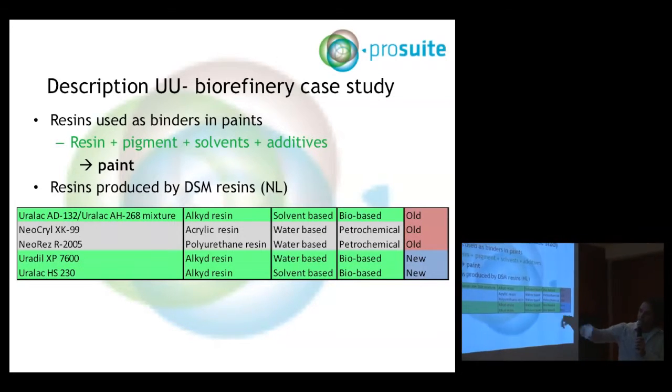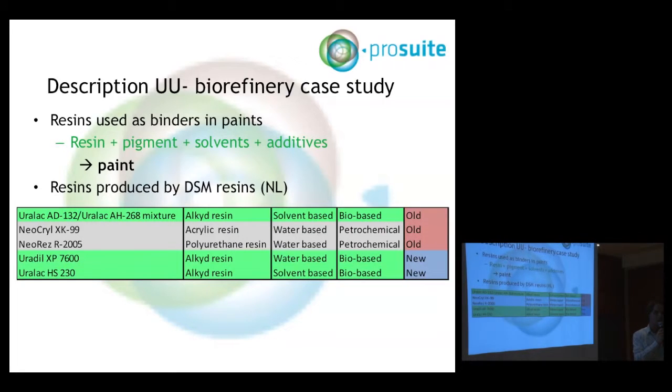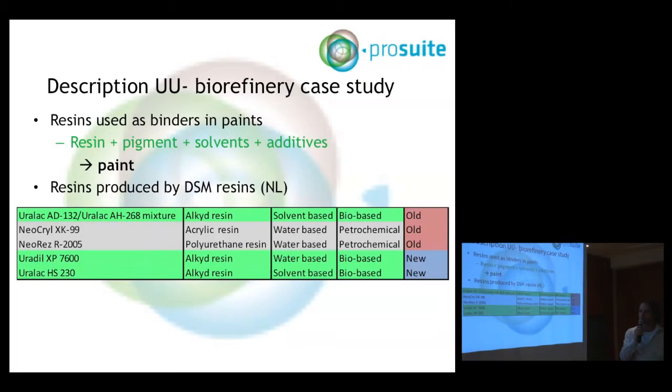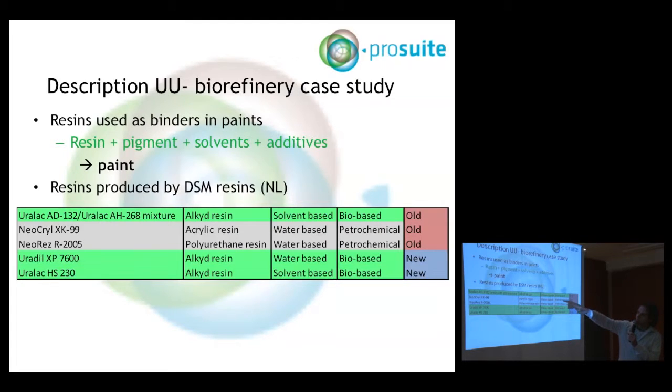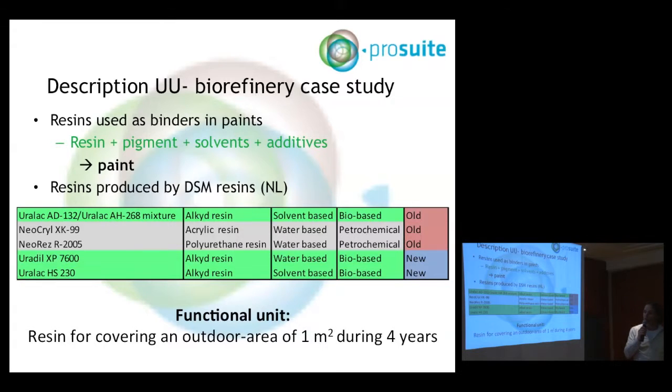They are alkyd resins. The name alkyd is a combination of the fact that it consists of an alcohol and an acid anhydride, and that is combined into the name alkyd. It's a bio-based resin. They are compared with two petrochemical resins, an acrylic resin and a polyurethane resin. And they're also compared to a conventional bio-based resin. So we have a comparison to conventional petrochemical resins and to a conventional bio-based resin. The functional unit of the study is resin for covering an outdoor area of 1 square meter during 4 years.